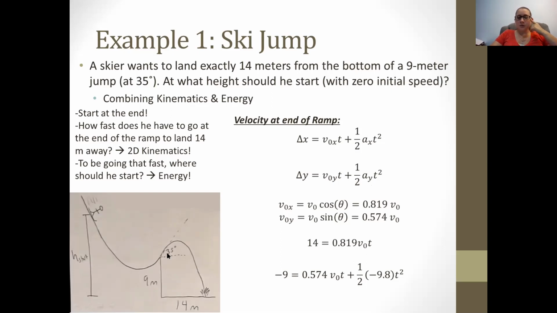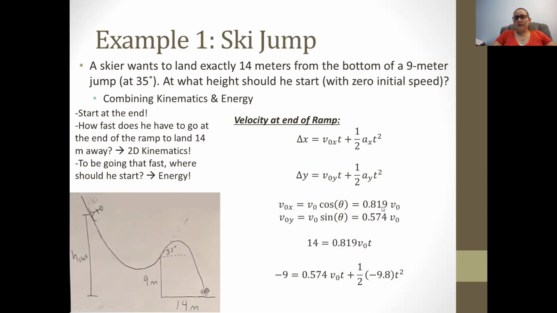Okay. We also are dealing with a ramp that's at an angle. So we are going to need to take our initial velocity and break it into its components using that angle that we know. Since our angle is 35 degrees, the cosine of 35 degrees is 0.819 times our initial velocity. And in the y direction, we're dealing with the sine of 35 degrees, which is 0.574 times our initial velocity, right? So now we have the x component and the y component of that initial velocity.